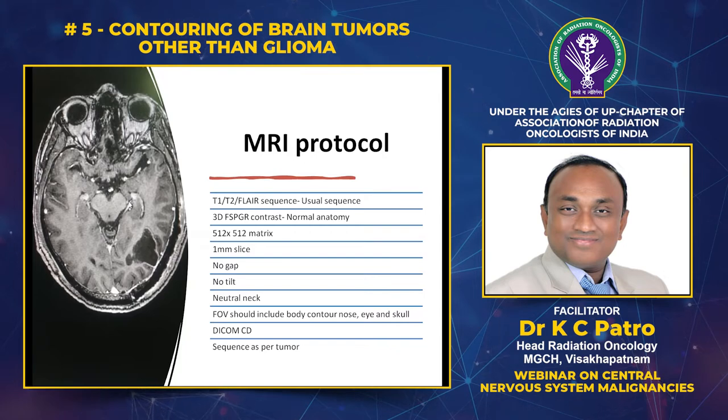Like that, if you are asking for a schwannoma, you have to ask for the FIESTA sequence. Sequencing of MRI is a different class again. So you have to do this MRI protocol when you are sending a patient for MRI for planning. All this should be included in your prescription.